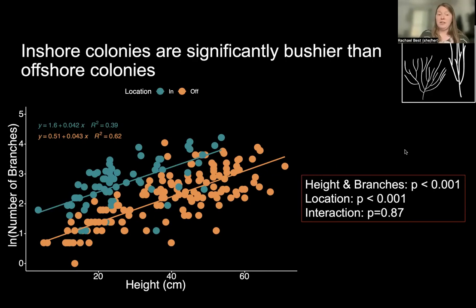However, if you're located inshore, as shown here in green, as they increased in height, they increase significantly more in the number of branches than those located offshore, as shown here in orange. And so that's that difference in bushiness, where inshore sites have significantly bushier colonies than offshore sites, which is what we're seeing as well in those mixotrophic species.